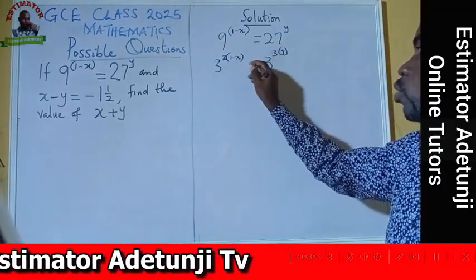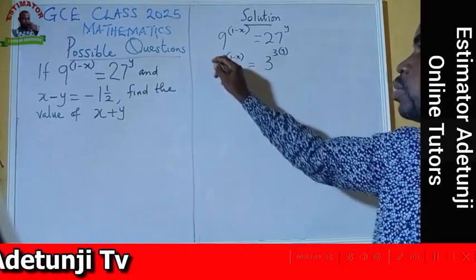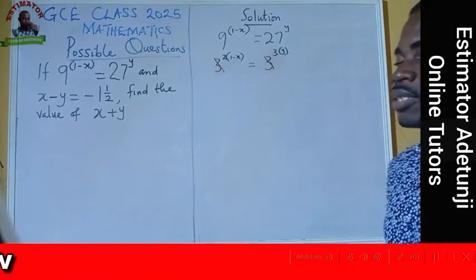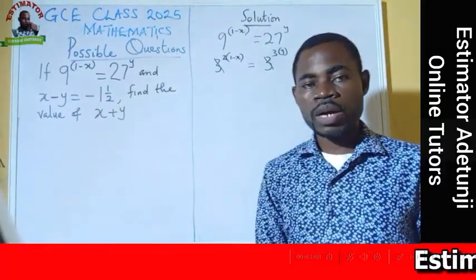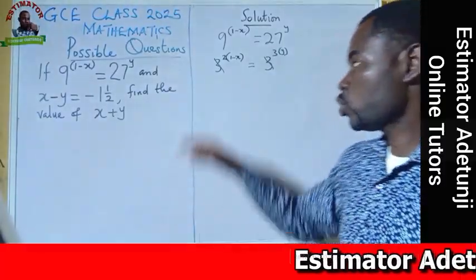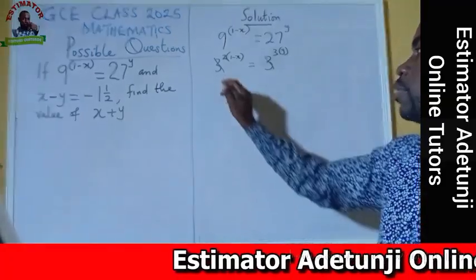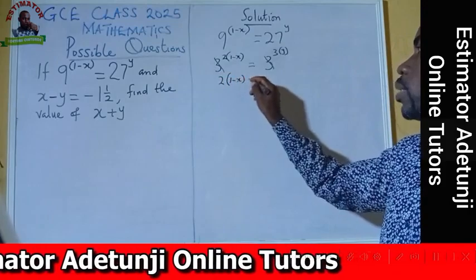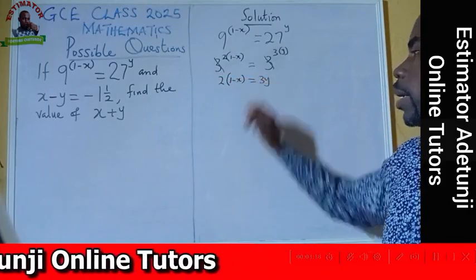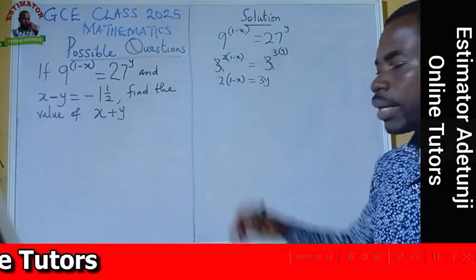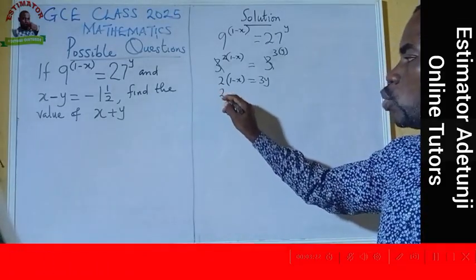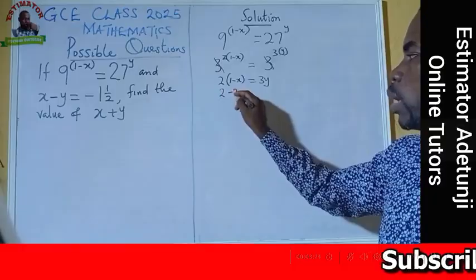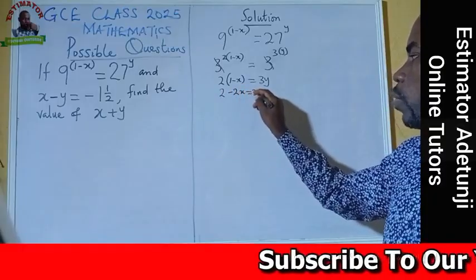So let's perfect it. The equation is there, we have equals to. We have this to be removed according to the indices. When you have the base numbers equal to one another, definitely you need to cancel them. From there we have 2 brackets 1 minus x equals to 3y. Now when we open our brackets, we have 2 minus 2x equals to 3y.